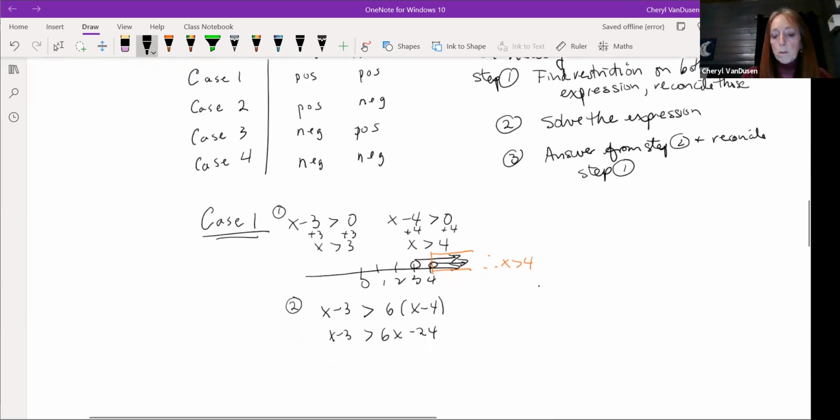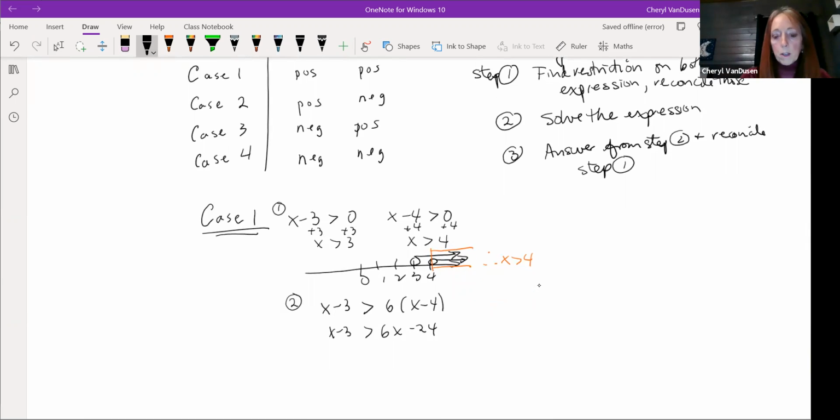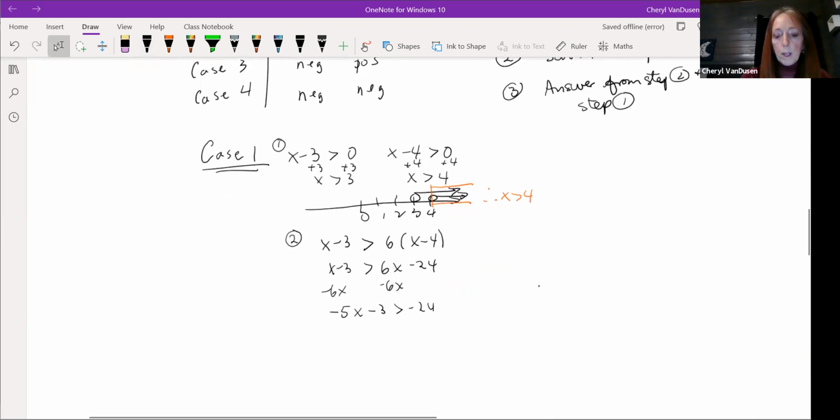Have to do a little bit of reorganizing of sides. So subtract 6x, subtract 6x. We get minus 5x minus 3 is greater than minus 24. Minus 5x, oops, plus 3 on both sides. Minus 5x is greater than minus 21. Now we have to be careful. We have to divide by a minus 5. So we divide by a minus 5.